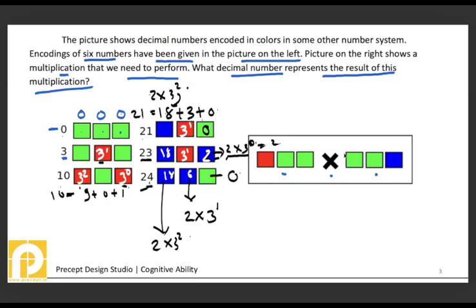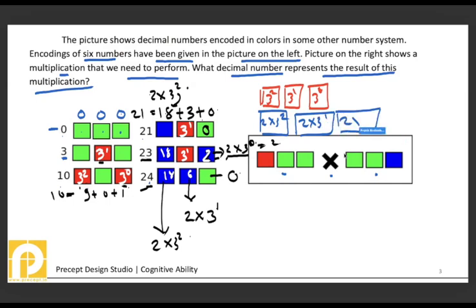Now we know the system. If green is 0, 0, 0, then in the red colored system, when the boxes are red, the first box is 3 raised to 2, the second box 3 raised to 1, and the third box 3 raised to 0. And in the blue colored boxes, it is 2 into 3 raised to 2, 2 into 3 raised to 1, and 2 into 3 raised to 0. So this will be equal to 18, 6, and 2.